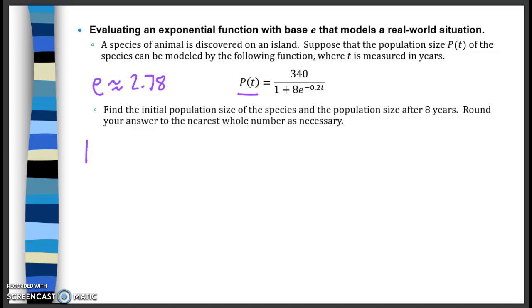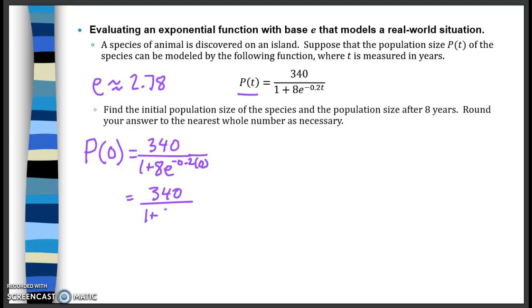So the initial population size is going to be p of 0, or when no time has passed, t is equal to 0. So this is equal to 340 divided by 1 plus 8 times e to the negative 0.2 times t, which is 0, which equals 340 over 1 plus 8 times e to the 0. And again, what is any base to the 0 power? It's just 1. So this is 340 over 1 plus 8 times 1, which is 9.